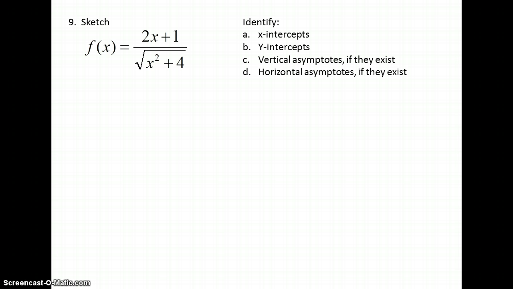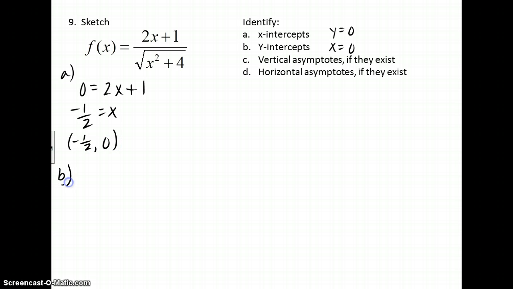Alright, number 9, sketch this function. Identify x and y intercepts, vertical asymptotes, horizontal asymptotes, if they exist. Alright, an x-intercept occurs when y is equal to 0. Y-intercept occurs when x is equal to 0. So in a rational function, to find the x-intercept, all we need to do is set the numerator to 0. So we get negative 1/2, comma 0. For the y-intercept, set x equal to 0, so f of 0 equals 1 over the square root of 4, which would be 1/2.